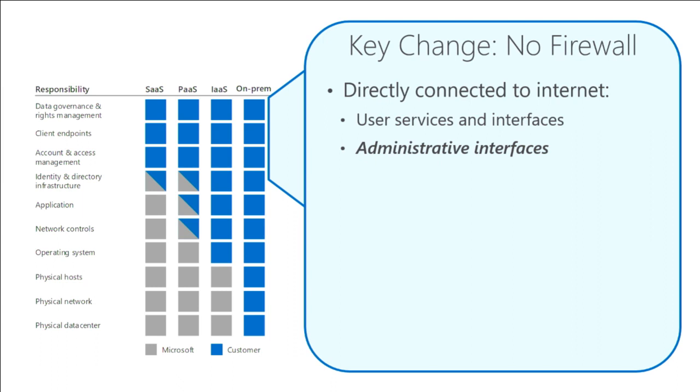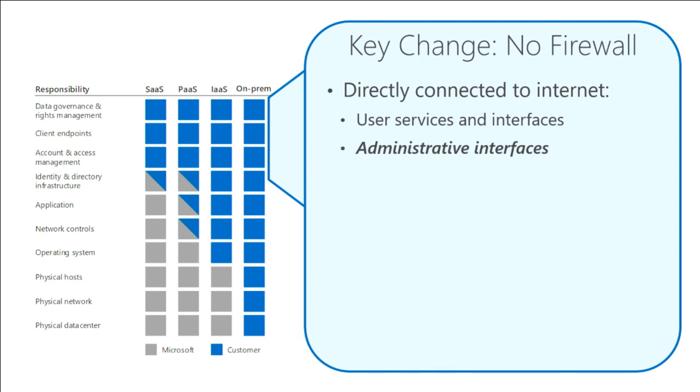There's two elements of interest when you talk about what is directly connected to the internet. And even though they're technically pretty much the same actual ports, protocols, et cetera, they have very different meaning and impact. The first is user services and interfaces. So things like going to your SharePoint site, going to your mailbox, all those kind of things. There is no firewall there. That's interesting, but the most interesting piece is the administrative interfaces.